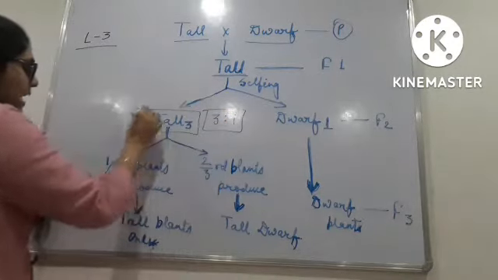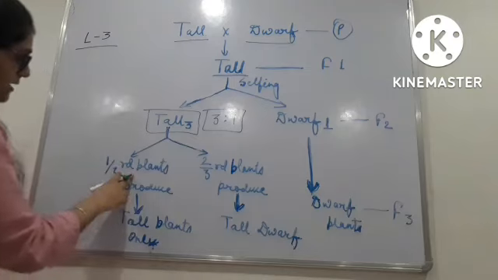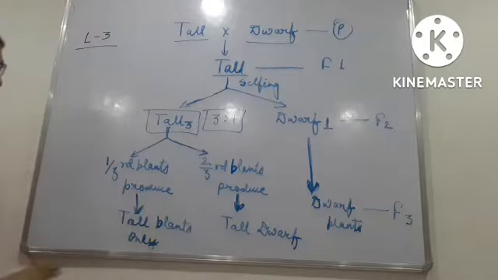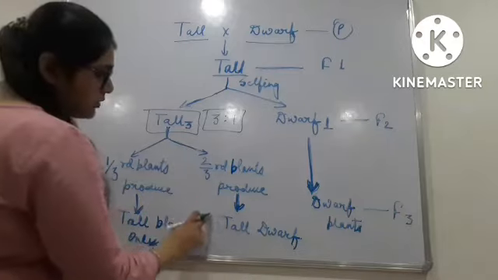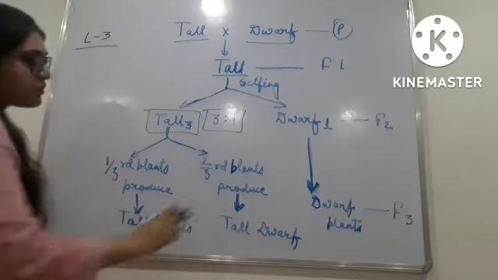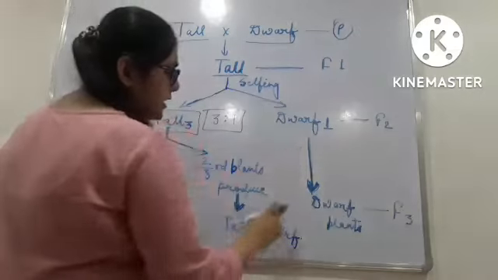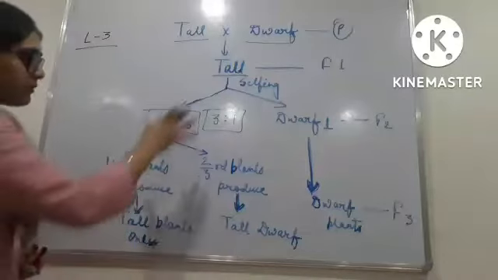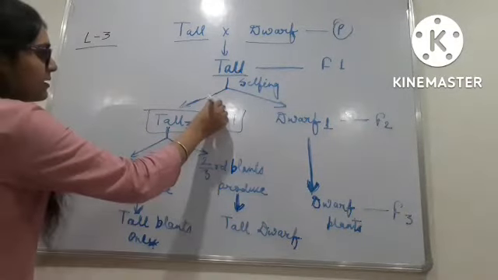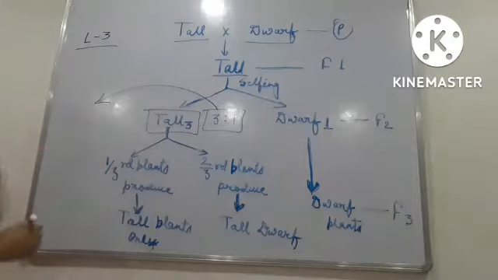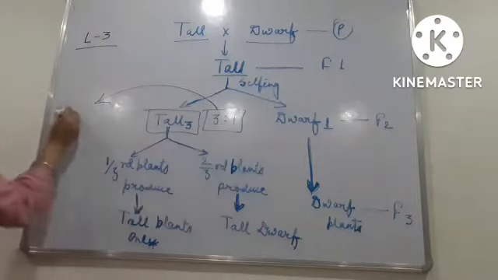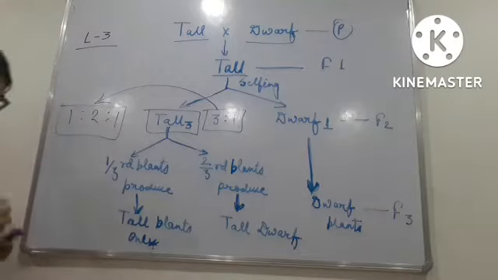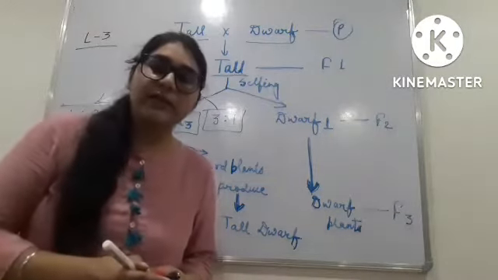After selfing these 3 tall pea plants, 1/3 plants produced tall pea plants only, and 2/3 plants produced tall and dwarf plants. And dwarf plants from F2 generation would always produce dwarf plants in F3 generation. So from this observation, we can modify the 3:1 ratio as 1:2:1 ratio. So this we have studied in the last class.